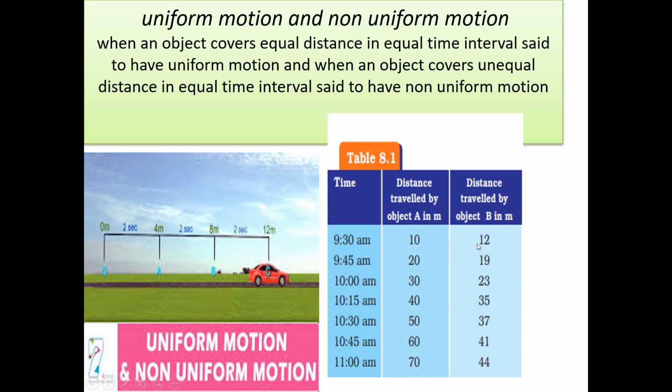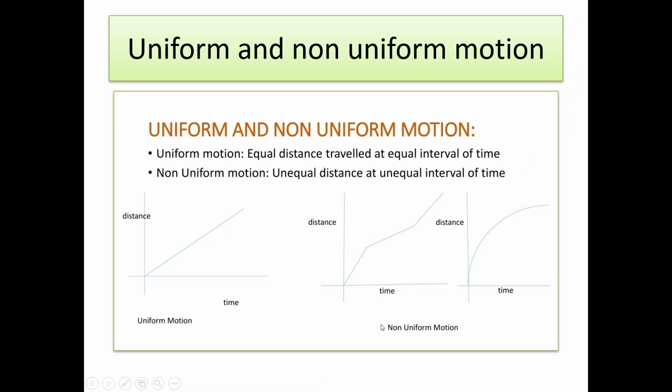But the object B, at 9:30 12 meter, 9:45 19 meter distance, at 10 am it is at 23 meter distance. So the equal distances in equal time interval is not covered. Such type of motion is called as the non-uniform motion. So what is uniform motion? When an object covers equal distance in equal time interval. And non-uniform motion when object covers unequal distance in unequal time interval.